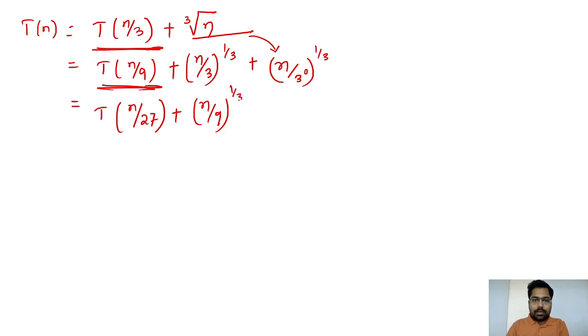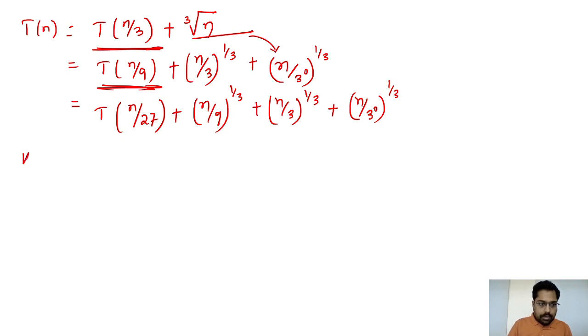Now 1 by 3 plus T(n/3), 1 by 3 plus n by 3 to the power 0, 1 by 3. Okay, like this I'm just doing it. Okay, next thing is, so run for k times. Running for k times, you can write running for k times. Once it is running for k times, what exactly are we getting?